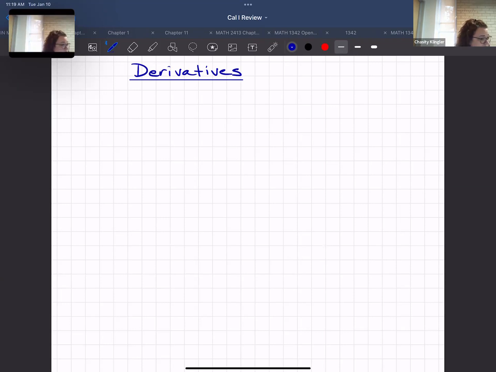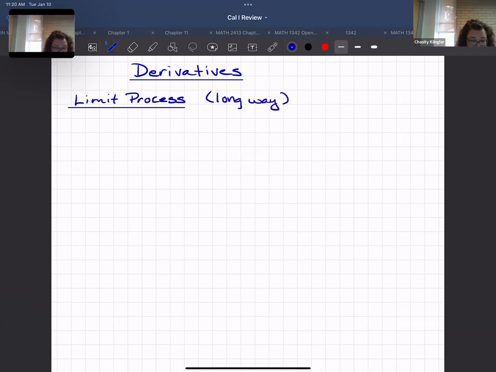Okay. We all love this. Remember this good old long way, the limit process. You probably block this out of your memory. This is the long way to find the derivative. Okay. f prime of x equals the limit as h goes to 0 of f of x plus h minus f of x over h.